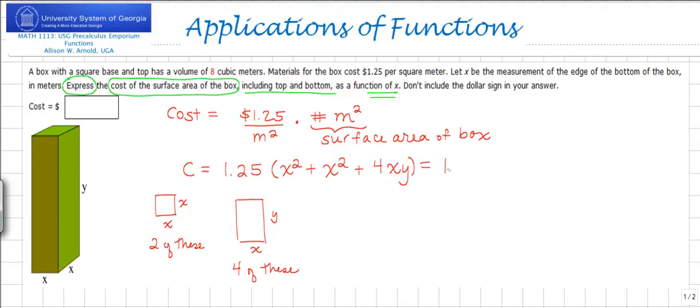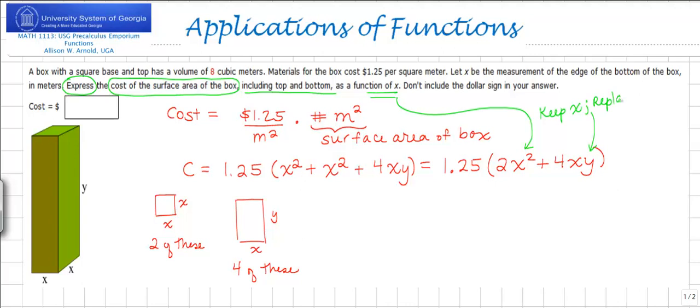So our total cost is 1.25 times the quantity 2x squared plus 4xy. Okay, now let's pause. Is this our final answer? Well, we want it to be a function of x, which means, using my earlier strategy, we're going to keep x, and anybody who's not x, we're going to find a way to replace.